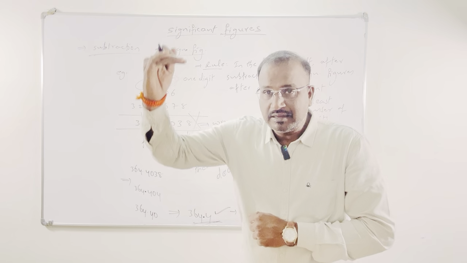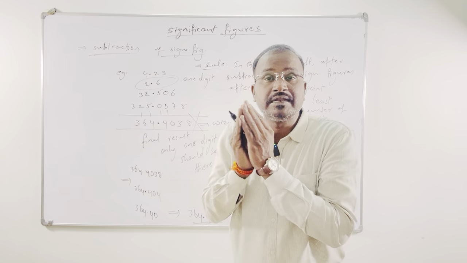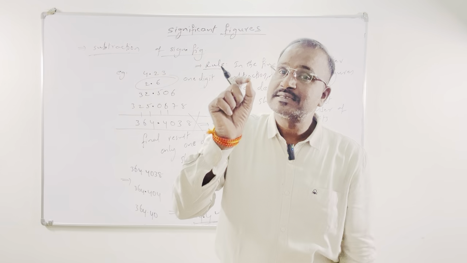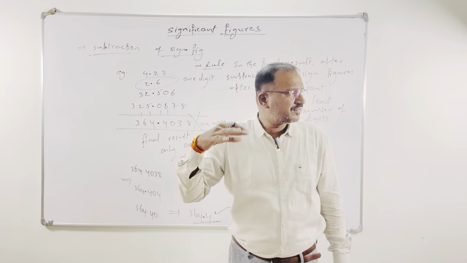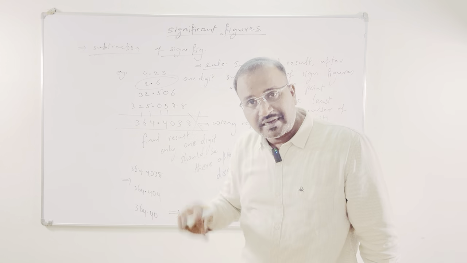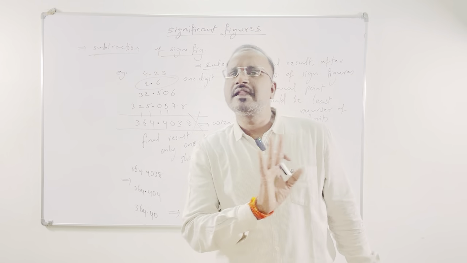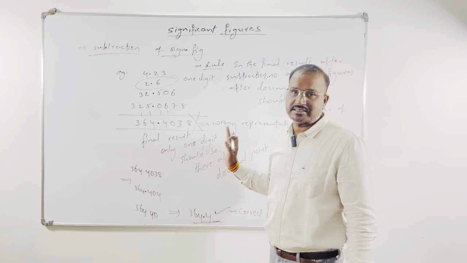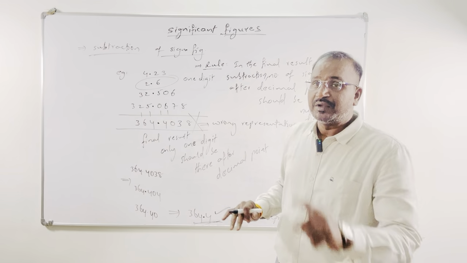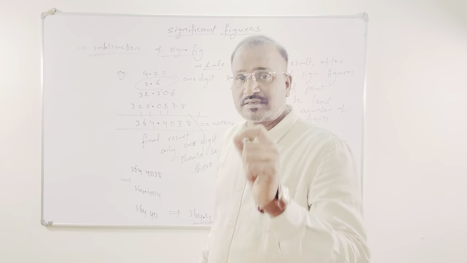Whatever values are given for the addition or subtraction, if any value has the least number of digits after the decimal point, the final answer should also have the same number of digits. If any value has 2 digits after the decimal point, in the final answer also 2 digits should be there after the decimal point. Before the decimal point there may be any number, no need to consider the digits before the decimal, only after the decimal point. So for both addition as well as subtraction, the same rule will be there.